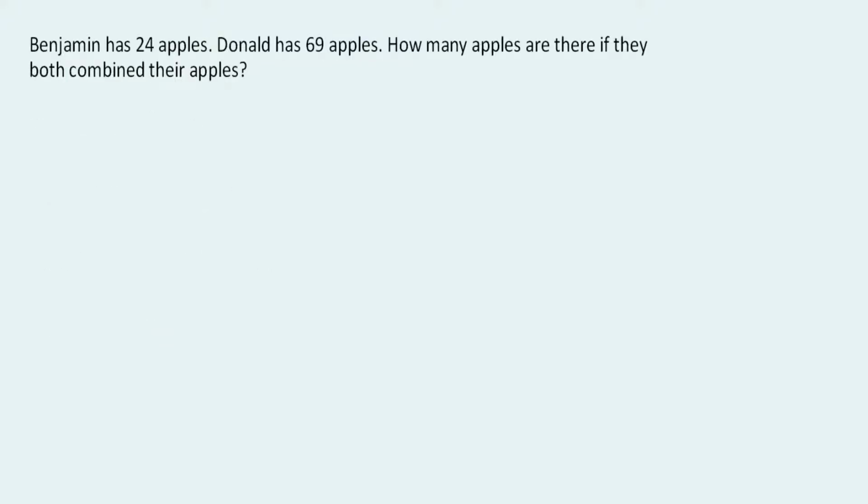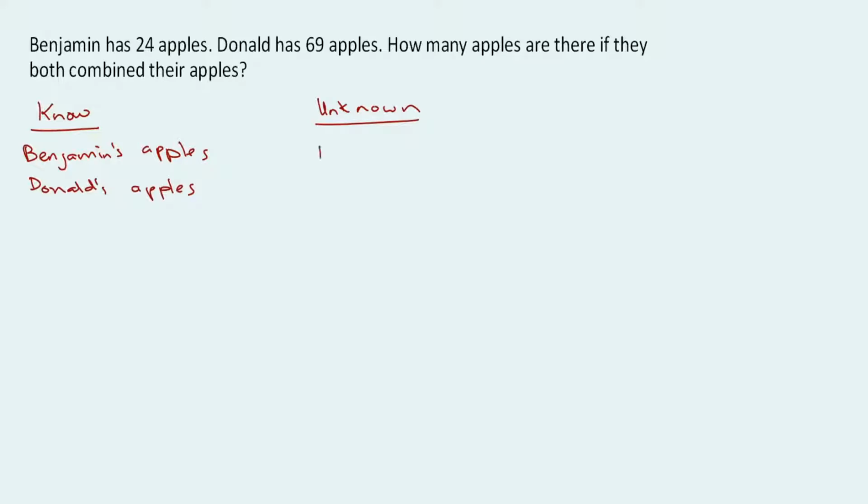So the first question: Benjamin has 24 apples, Donald has 69 apples. How many apples are there if they both combined their apples? So what do we know? Let's start from that. We know Benjamin's apples. We also know Donald's apples. And what do we not know? What we don't know is the number they have together. So we don't know the number of combined apples.